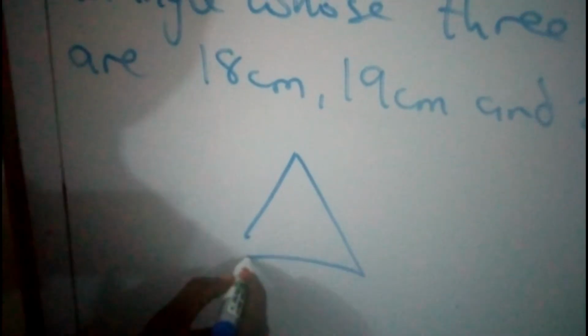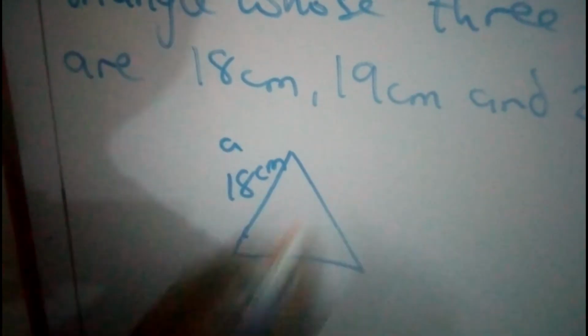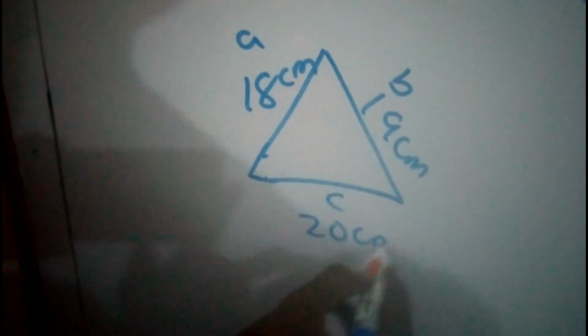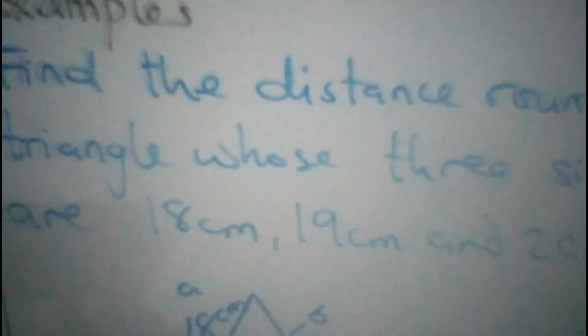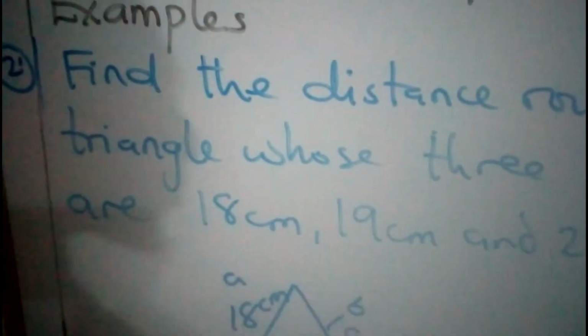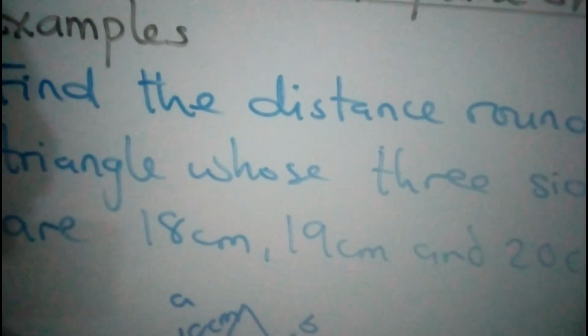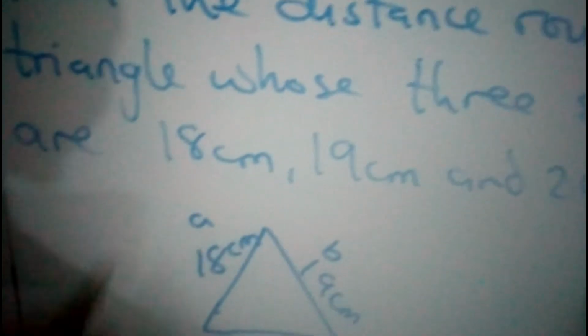So you can actually draw it if you want. So you can call this side 18 centimeters. These are side A. Side B is 19 centimeters, and the third one is side C, which is 20 centimeters. So you have represented it actually. Now, if you look at the question, it says find the distance round. That is another way of asking you to find the perimeter. Don't forget, in our definition, I told you perimeter is the distance around a shape, the total distance around a shape. So this question is not using the word perimeter. It said find the distance around a triangle. The total distance around a triangle is the perimeter.